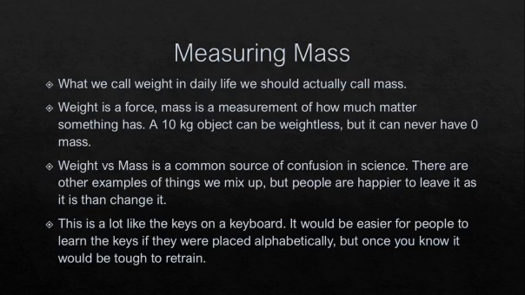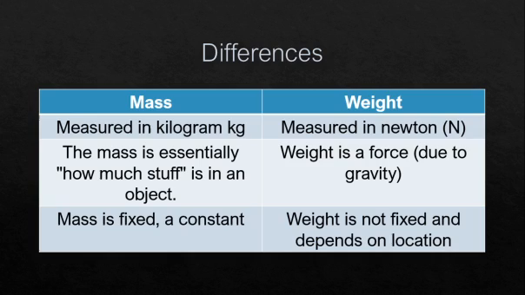So weight versus mass is a common source of confusion in science. There are other examples of things we mix up, but people are happier to leave it as it is rather than change it. So why do we keep making the same mistake? Well, the reason is just because we've always made it. So what I said as another example from more daily life, this is a lot of the keys in a keyboard. It will be easier for people to learn the keys if they were placed alphabetically. But once you know where they are here, so you know Q, W, E, R, T, Y, they're the first 6 keys. Once you know that and you can type with these, it's going to be more difficult to retrain people if you did bring in the alphabetical keyboard. So sometimes people are just happier to keep going with how it is rather than changes.